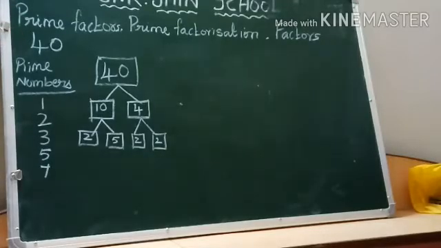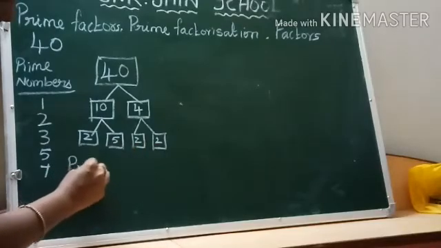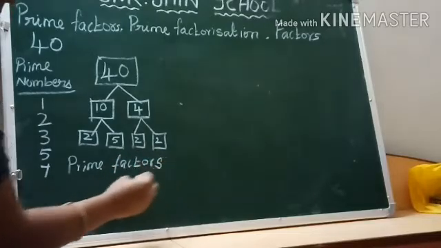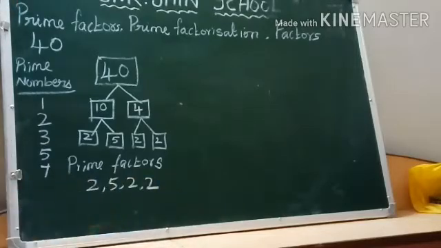Okay, listen students. Now we get the prime numbers. 2 is a prime number and 5 is a prime number. 2 is a prime number. So when we get the prime numbers, we just stop the factor tree. So these are all prime factors. Prime factors 2, 5, 2, 2. So the prime factors of 40 are 2, 5, 2, 2. So this is the way to find the prime factors.